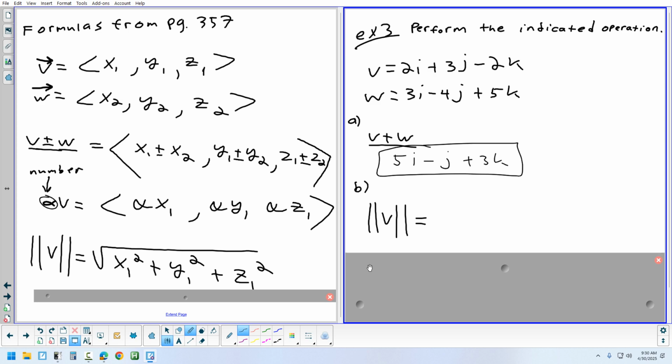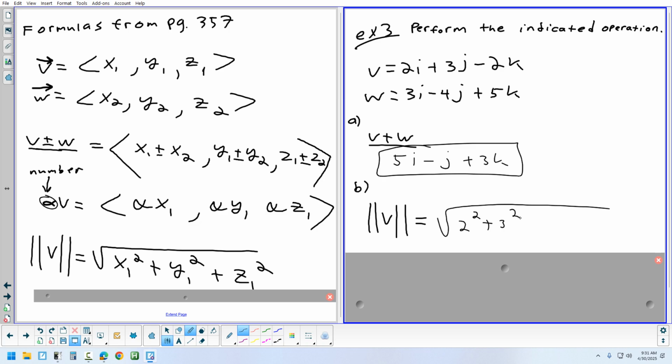Any questions on that? Okay, so magnitude. This time you don't need w. You're just working with vector v. w is not a part of it. All right. Can anyone tell me what my calculation is going to look like when I set it up to find the magnitude of v? It would be square root something on the side. Yeah, we need a big square root symbol. 2 squared plus 3 squared minus 2 squared.